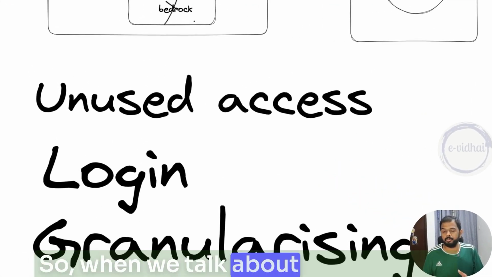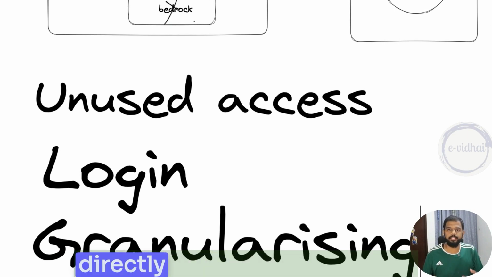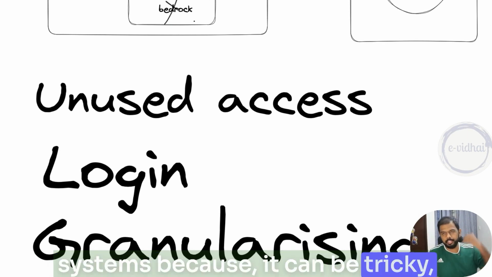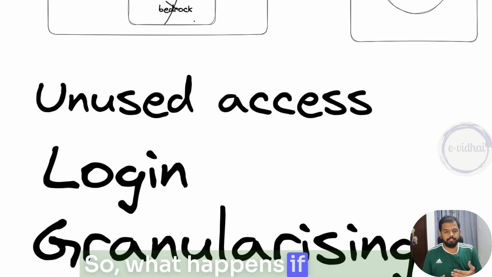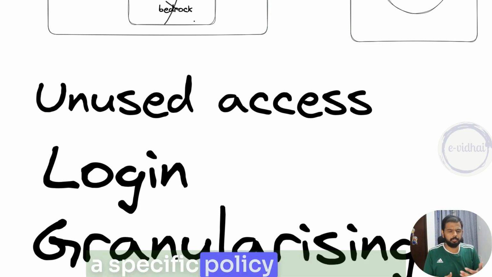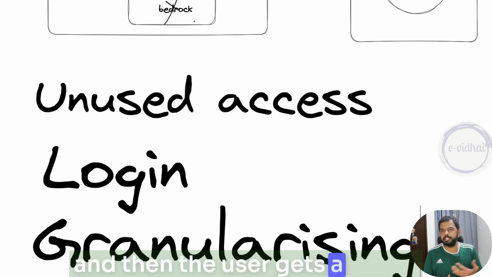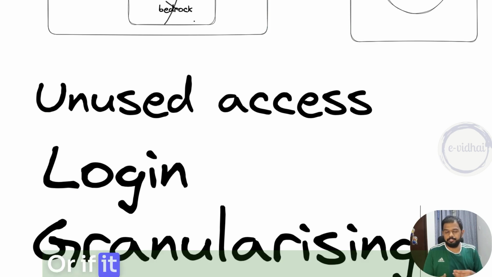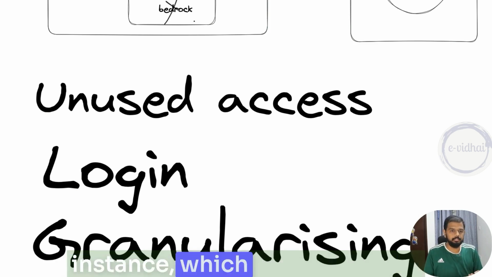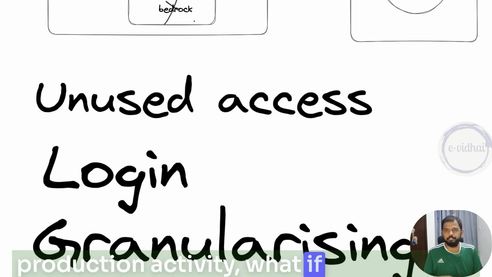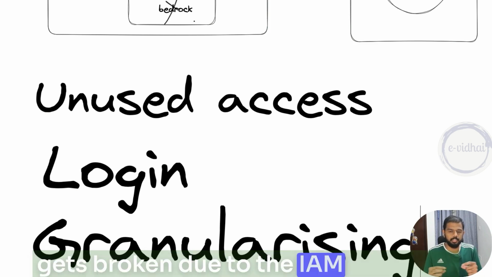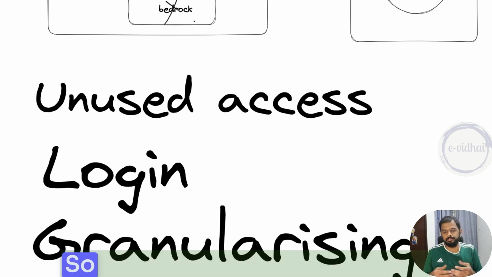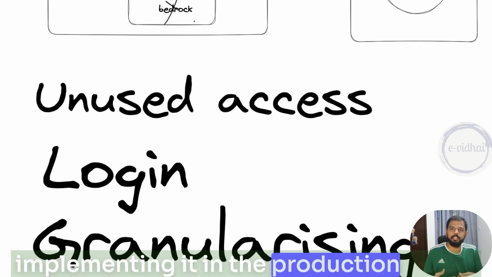When we talk about granularizing IAM policy, again, we can't directly touch the production systems because it can be tricky. What happens if I remove a specific policy by mistake and then the user gets blocked? Or if it is a role assumed by an EC2 instance which is handling production activity, what if the workflow gets broken due to the IAM role change? So we are going to test it before implementing it in production.